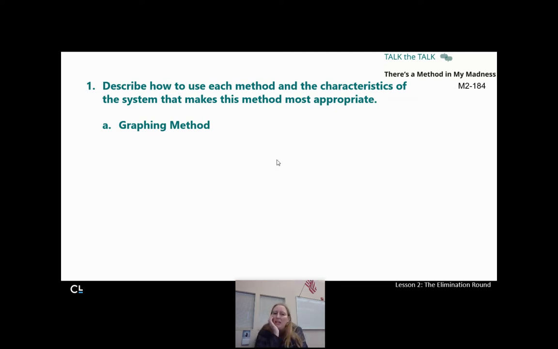So describe how to use each method, and the characteristics of the system that would make the method most appropriate. What has to be true about your equations that would make it easiest to use that lovely method for graphing, for substitution, and for linear combinations? Go ahead and hit pause, jot down your thoughts here, and then hit play, and we'll keep the discussion going.